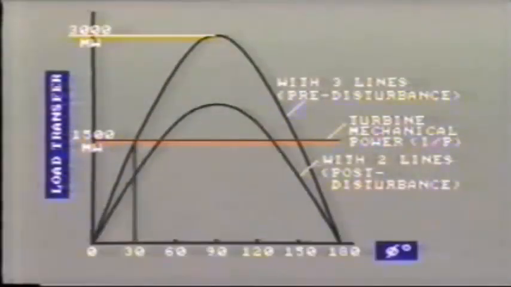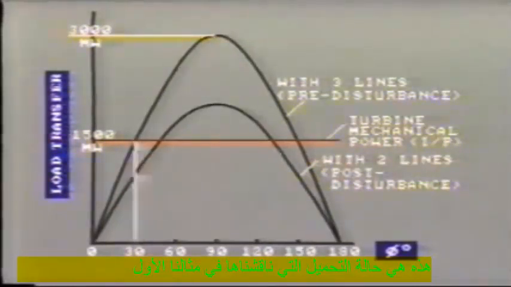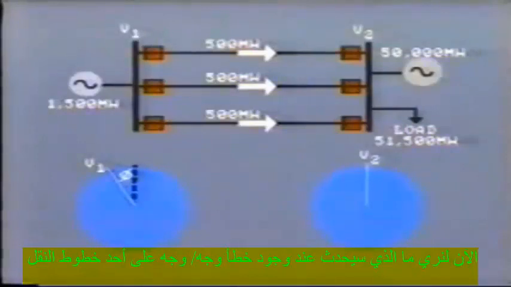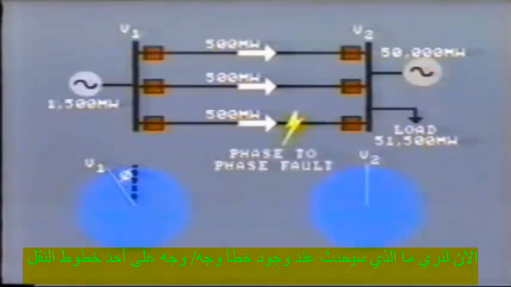With 3 lines in service, the power transfer is 1,500 megawatts, and from the curve we can see that the power angle is about 30 degrees. This is the load condition that we discussed in our first example. Now let's see what happens when a phase-to-phase fault occurs on one of the transmission lines.